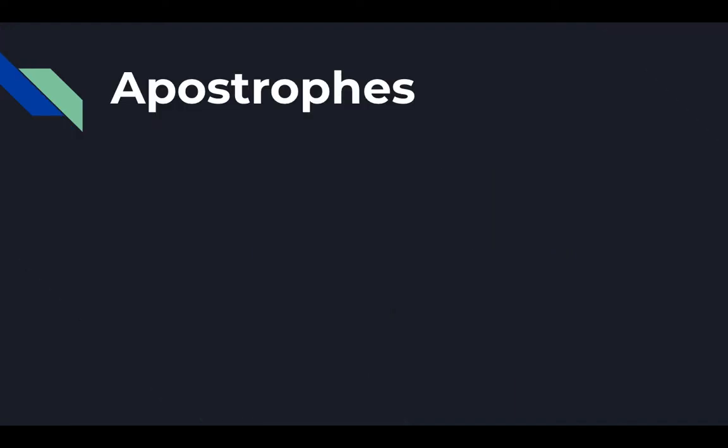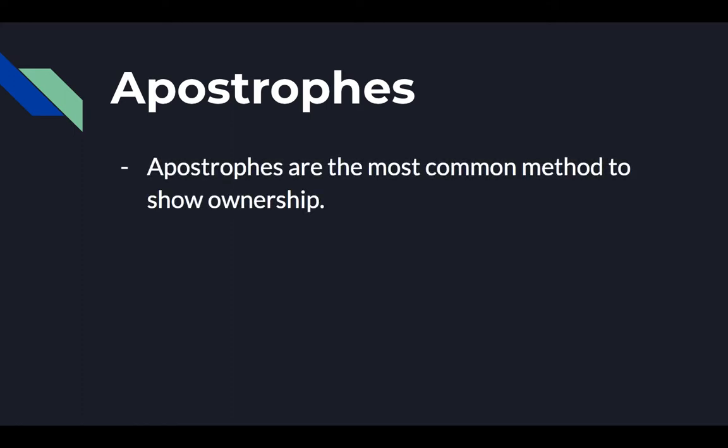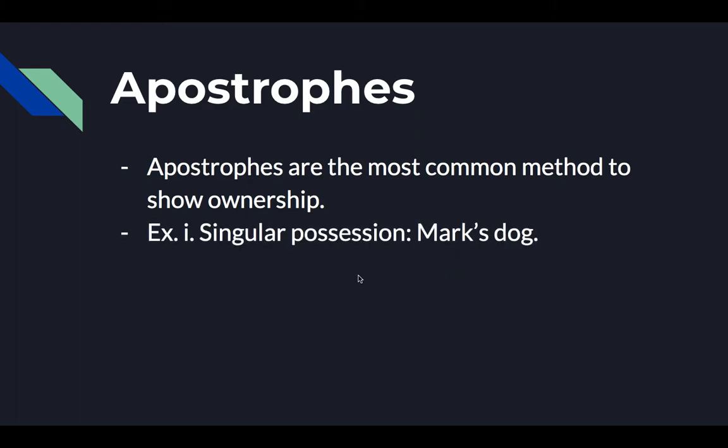So first, let's talk about apostrophes. Apostrophes are the most common method that we use to show ownership. So let's look at some examples. Basically, what the apostrophe is, it's this piece here, this little punctuation mark. This is the apostrophe itself. Usually we use an apostrophe S to mark possession.